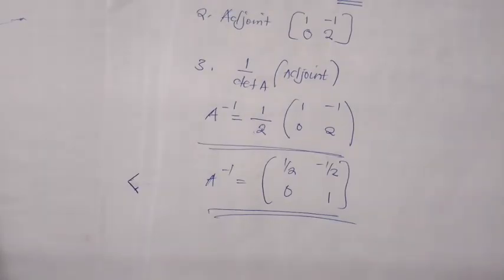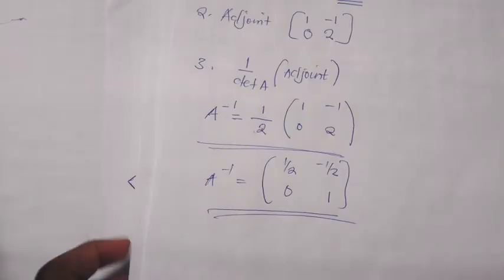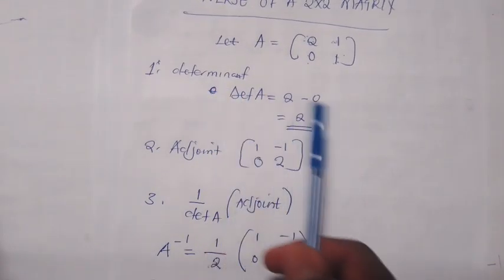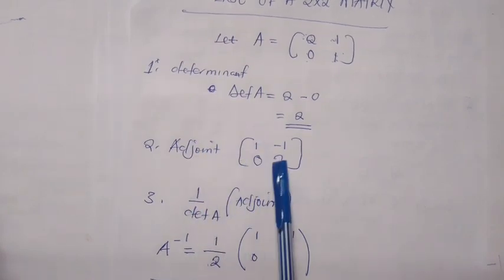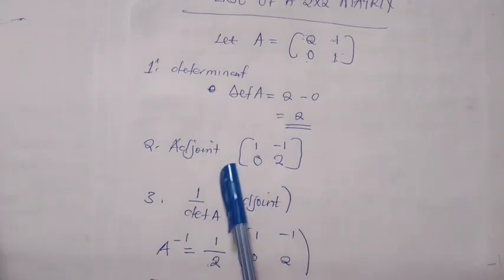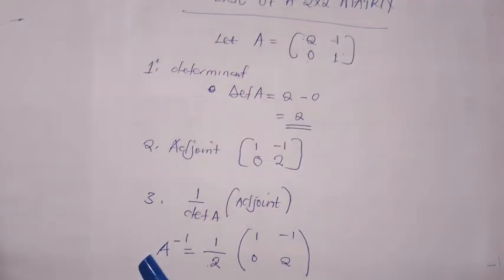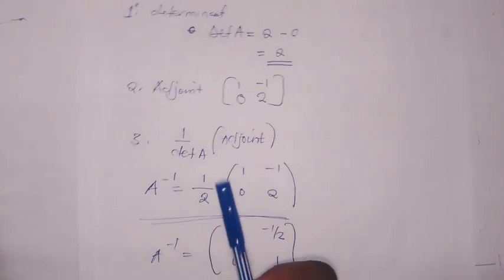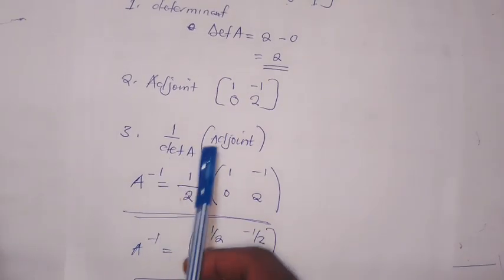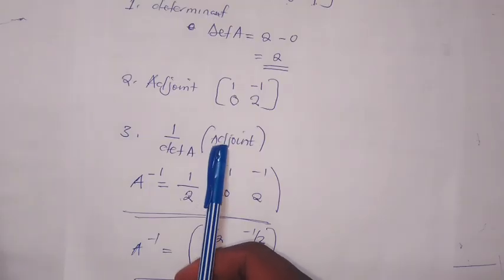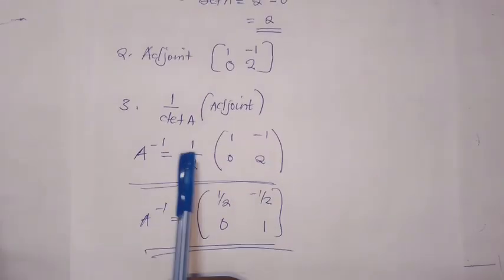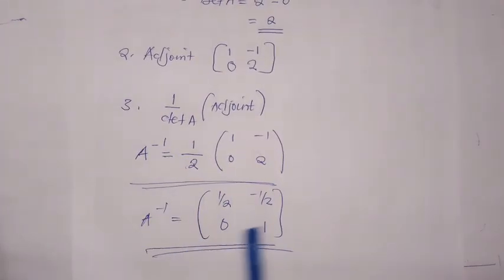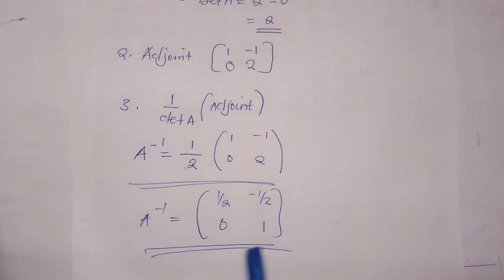The first thing, you find the determinant. The second thing, you find the adjoint by interchanging the elements in the major diagonal and changing the signs in the minor diagonal. The third step is to multiply 1 over the determinant times the adjoint and replace. If you want, you can end from here, or you can just finish it. It's very simple.